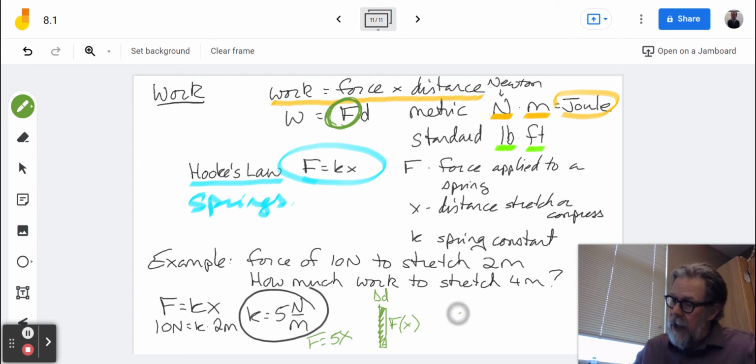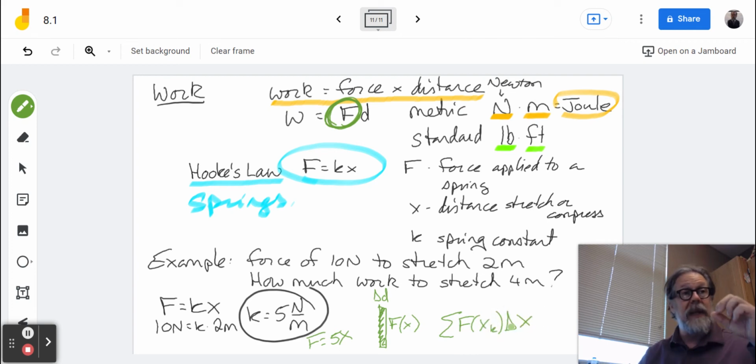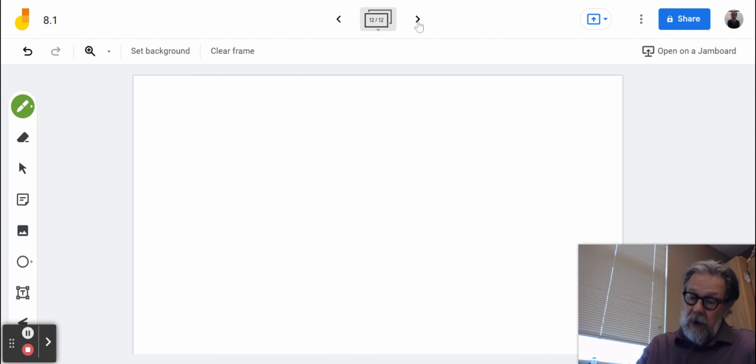And so when we add up these rectangles, we get the sum of the forces at any given point times the width of the rectangle that we're dealing with. And so we now know that this is the sum of 5x delta x for any given spot. So now we can write our integral. Our integral is the integral from 0 to 4 of 5x dx.